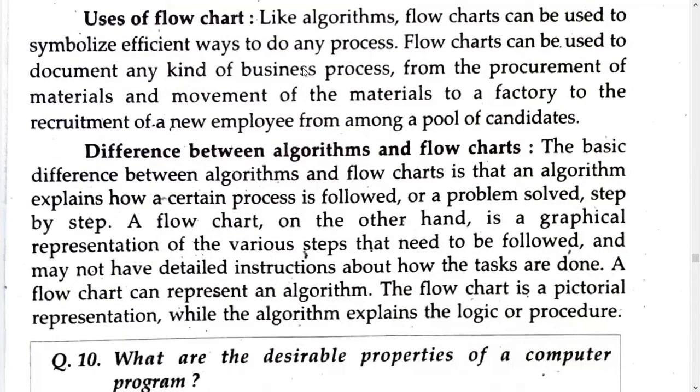Next, difference between the algorithms and flowcharts. The basic difference is that an algorithm explains how a certain process is followed, how a problem is solved step by step. On the other hand, flowchart is a graphical representation of various steps that need to be followed and may not have detailed instructions. It is directional. However, algorithm is detailed, how the tasks are done. The flowchart can represent an algorithm. The flowchart is a pictorial representation, while algorithm explains the logic or procedure. This is instruction oriented. So this is the main difference between algorithm and flowchart.